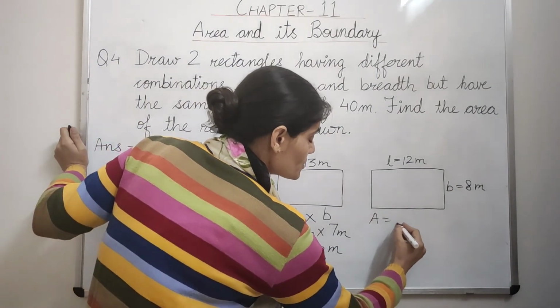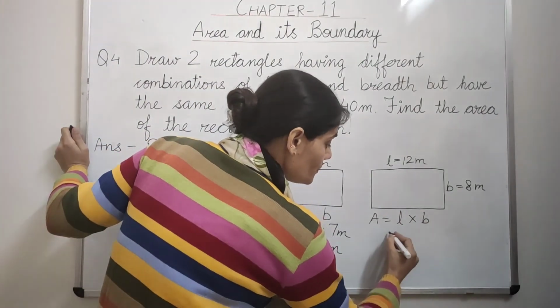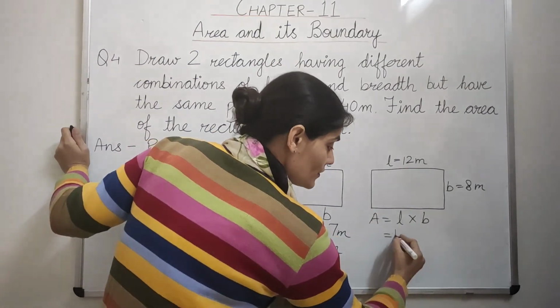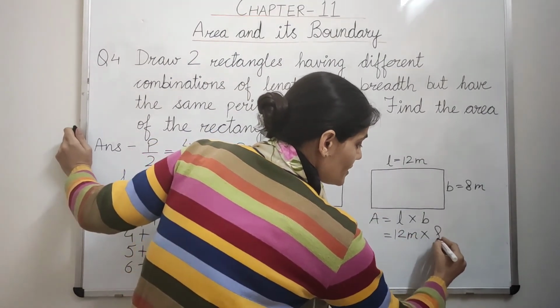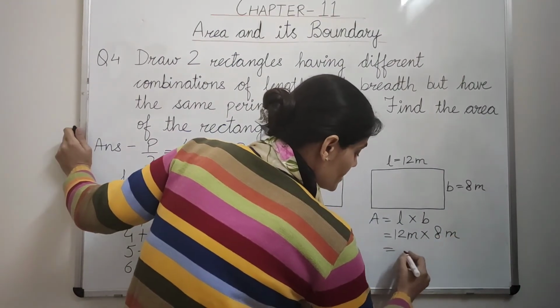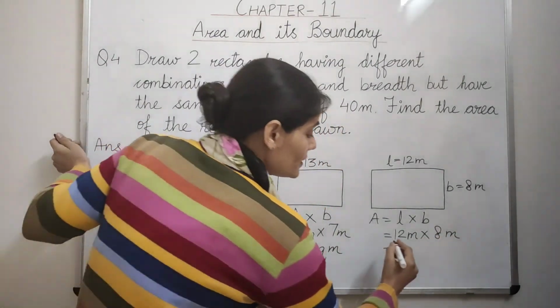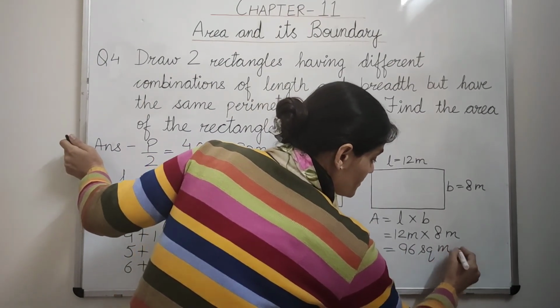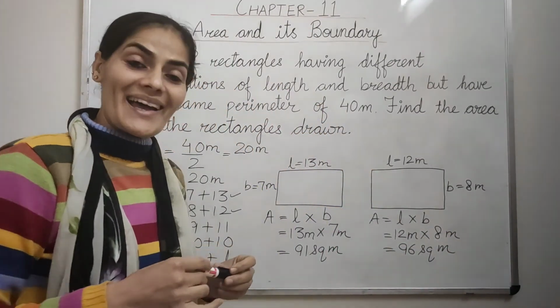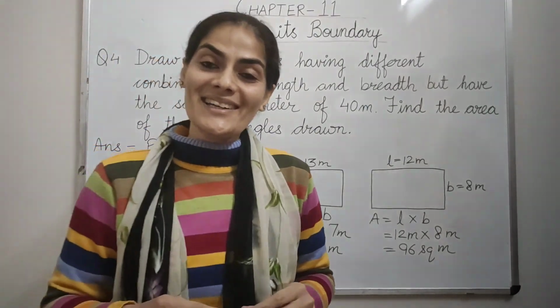Area is equal to L into B. And we are putting the values. Length is 12 meters and breadth is 8 meters. 12 8s are 96 square meters. I hope everyone has understood.